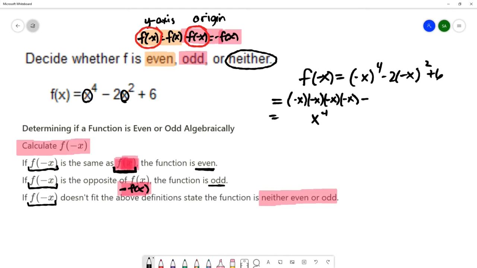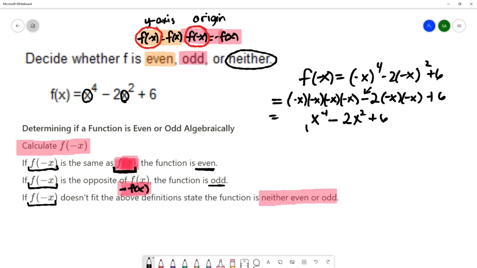And we'll do the same thing with negative x squared. This is minus 2. Negative x squared is negative x times negative x. Once again, we have an even number of negatives. So we end up with, well, we get this extra negative here, so it's a negative. So it's really an odd number of negatives with that extra negative there. So that's minus 2x squared plus 6. So we've done that calculation of f of negative x.